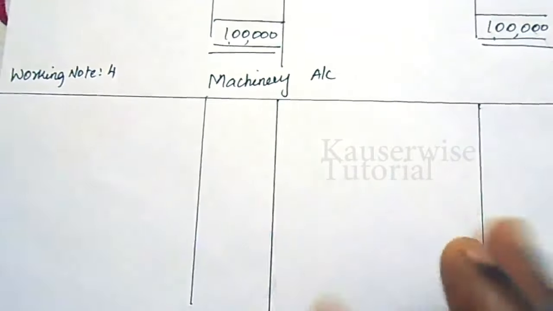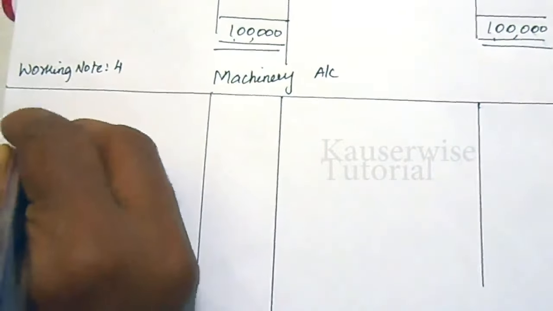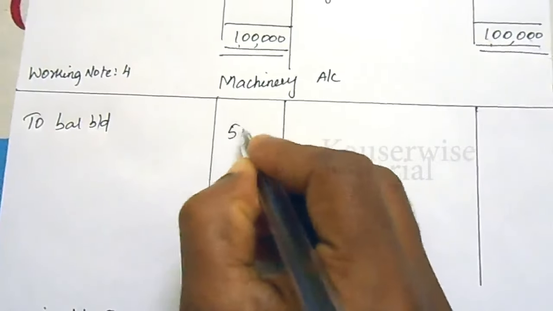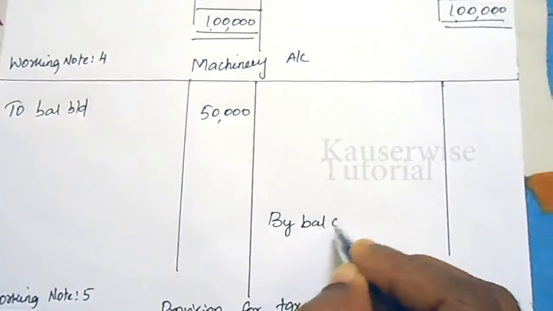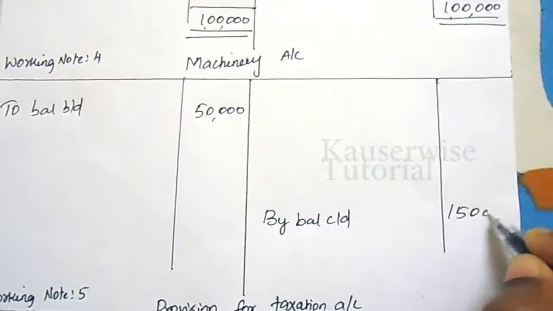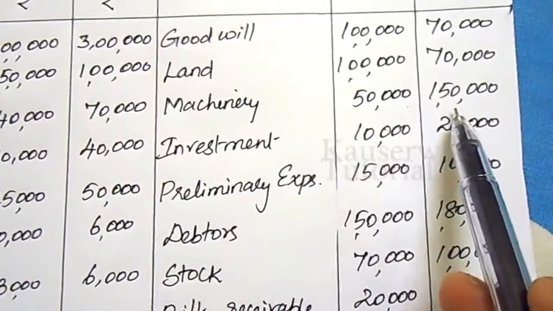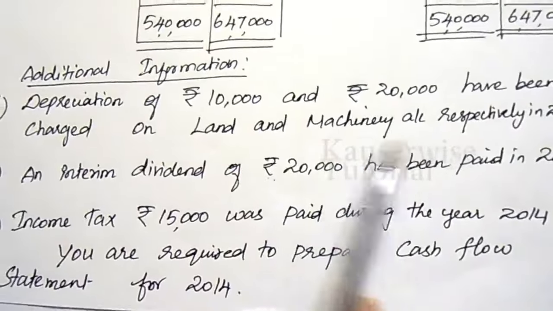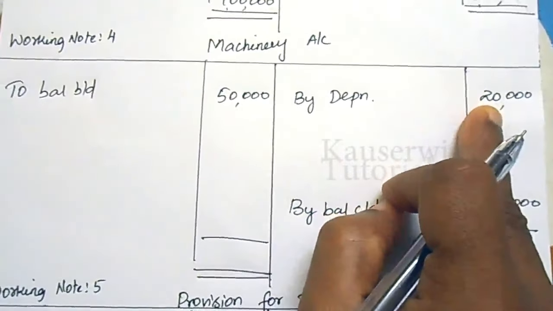In the same way, you need to prepare the machinery account also. So machinery also is an asset, no? Start with the debit side. To balance brought down, opening balance how much? 50,000. Closing balance on the opposite side, by balance carry down 1,50,000. Machinery account opening 50,000, closing 1,50,000. Look at the adjustments. Depreciation 20,000 for machinery, by depreciation. Depreciation will be recorded on the credit side of the machinery account. How much? 20,000.